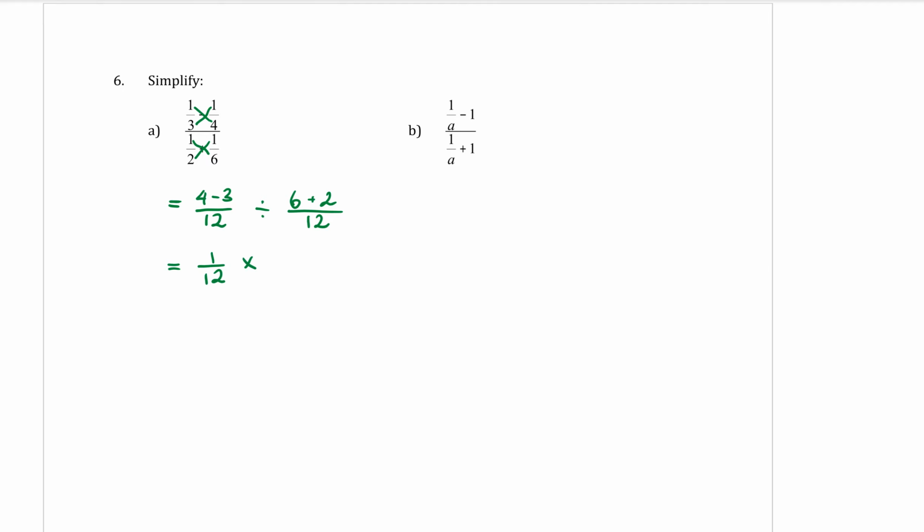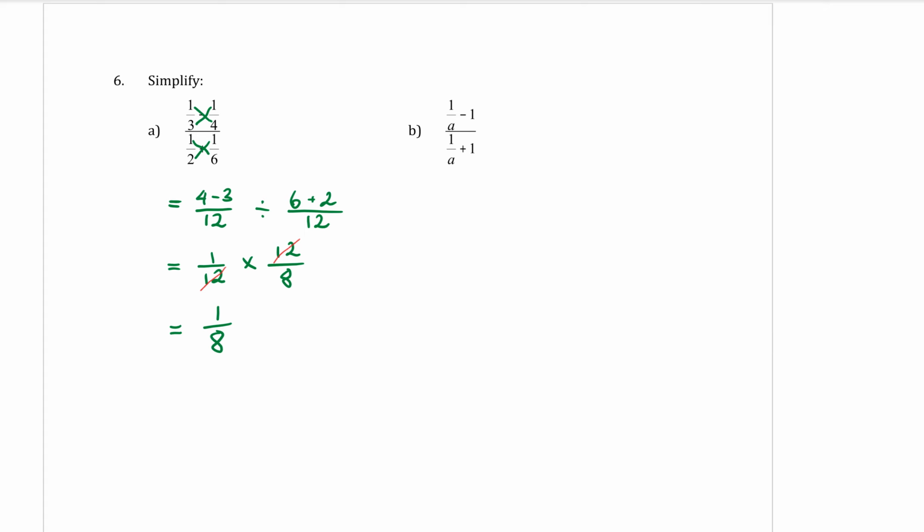And then we're going to flip, which is the 12 over 6 plus 2 is 8. Then we're multiplying, so we want to cancel. I can cancel 12 and 12. Easy, easy. And all that's left is 1 over 8.